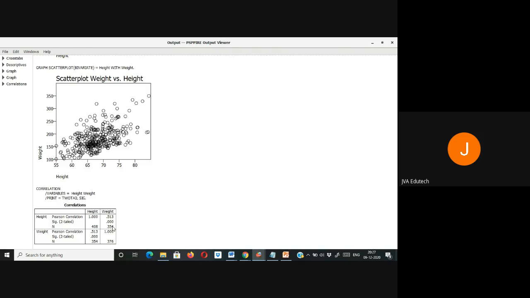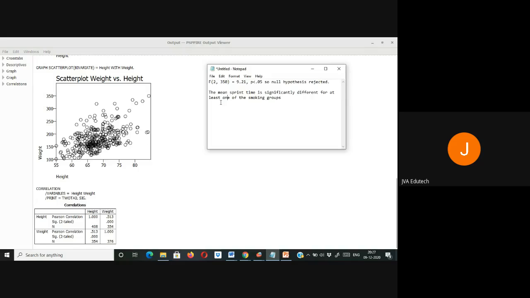So what can you infer from this? How will we write it? In this case, we'll write: r, this small r, is equal to Pearson correlation, 0.513, p is less than 0.05, null hypothesis rejected.